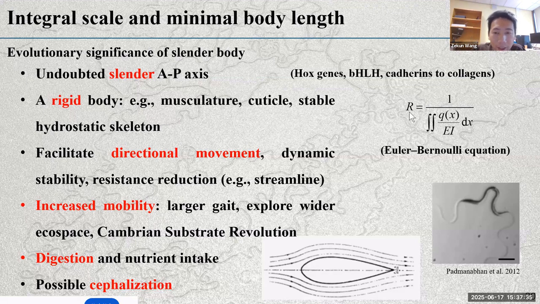And an increased body size and increased locomotors will also give them a larger gait, which will enhance their mobility and help them explore a wider ecospace, and set the foundation for the Cambrian substrate revolution. These larger organisms should also have a relatively long digestive tract to help them better digest nutrition, which will help them eventually gain a higher position, for example, in the niche.